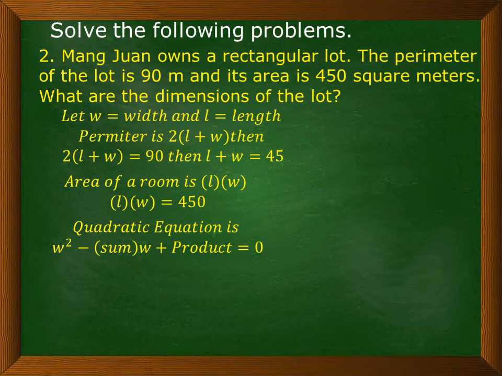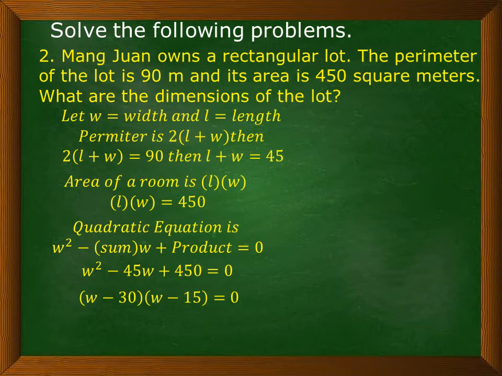So we will substitute the sum, which is 45, and the product, which is 450. So this is now W squared minus 45W plus 450 equals 0. So your sum is 45, which is L plus W, and your product is 450, which is L times W. Okay, then, since this is factorable, you can use quadratic formula or completing the square. But since this is factorable, this is the easiest way to use.